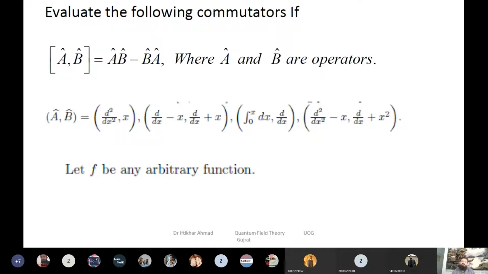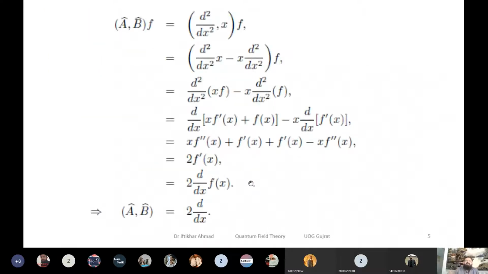So there are 4 different examples of commutators. How can we find and apply this to get the value of the commutator [A,B]? How can we start? First of all, let f be an arbitrary function, so we can operate [A,B] on f. Then what is the value? We apply the definition of the commutator.